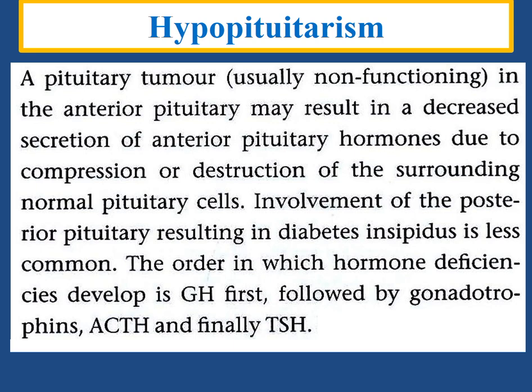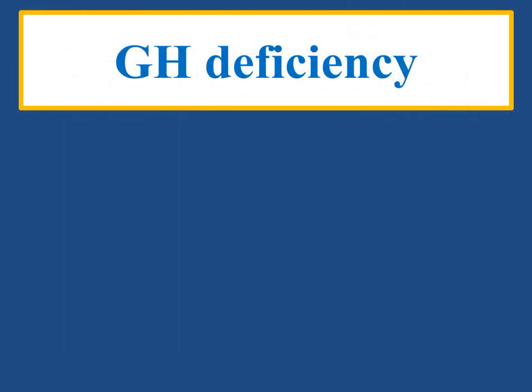Hypopituitarism. A pituitary tumor, usually non-functioning, in the anterior pituitary may result in a decreased secretion of anterior pituitary hormones due to compression or destruction of the surrounding normal pituitary cells. Involvement of the posterior pituitary resulting in diabetes insipidus is less common. The order in which hormone deficiency develops is growth hormone first, followed by the gonadotrophins, ACTH, and finally TSH deficiency.